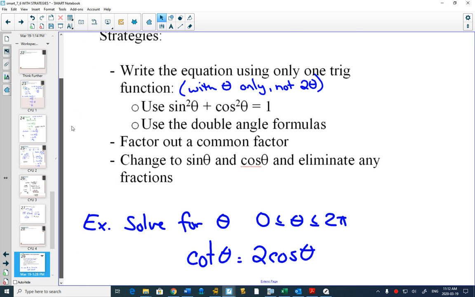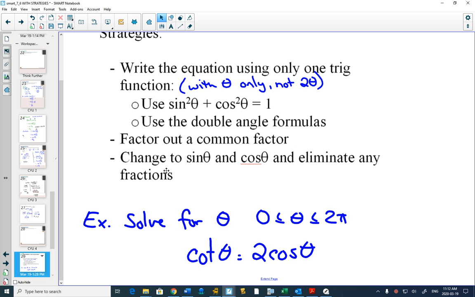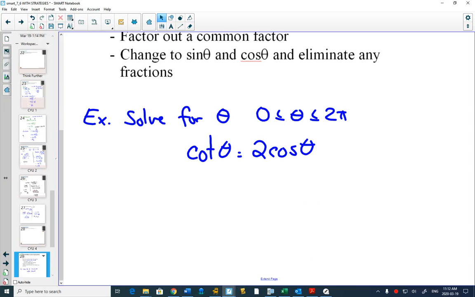So here's our first example. Solve for theta, 0 less than theta less than or equal to 2 pi, and you have cotangent theta equals 2 cos theta. So we begin by looking at this and seeing that we have two different trig functions, and we ask ourselves, can I change it to just be cos or just sine or just one trig function? Unfortunately, in this case, we can't. We have cotangent on one side, cos on the other side. So when everything else seems to not work, change things to sine and cos.